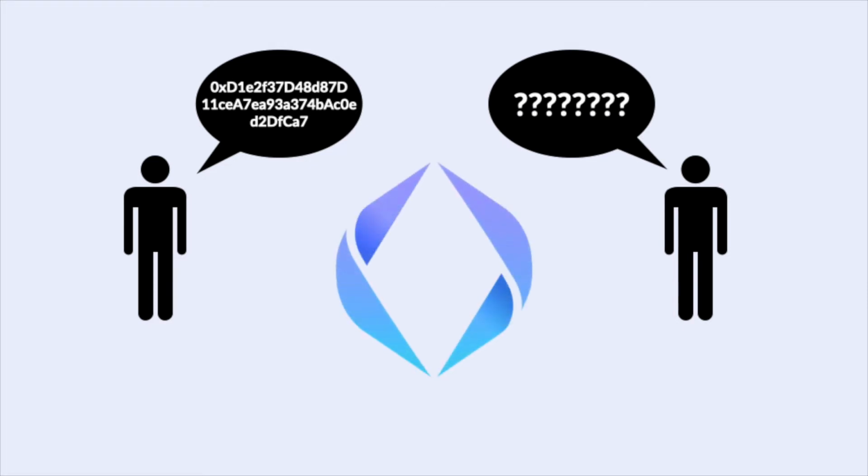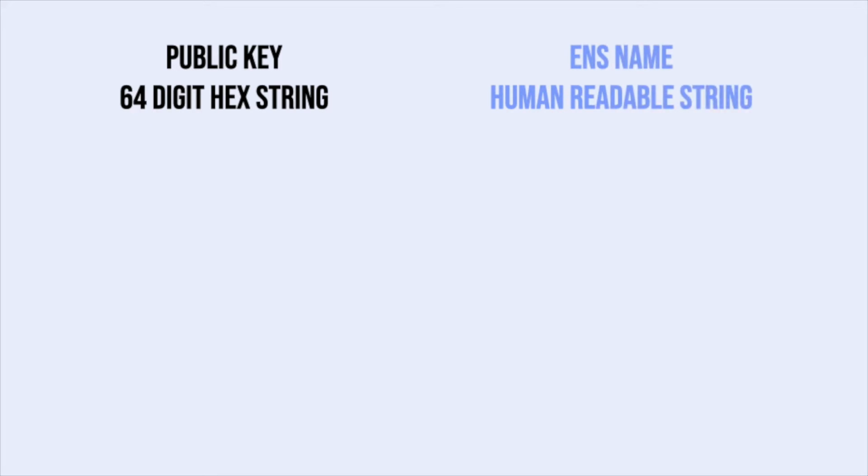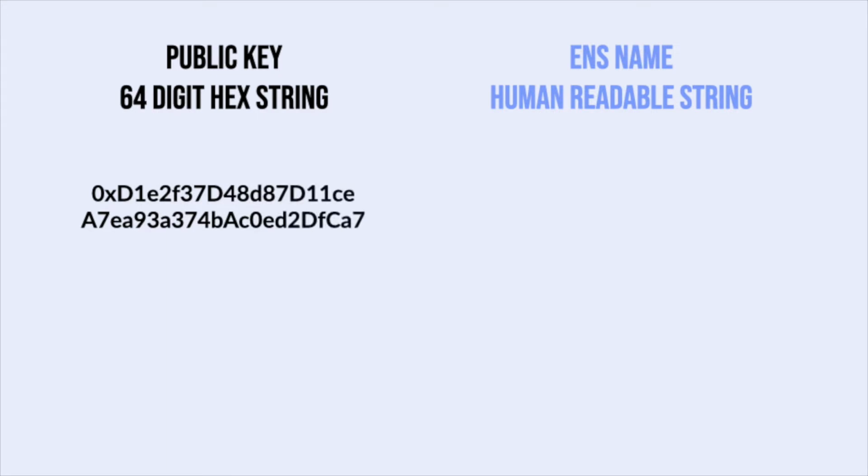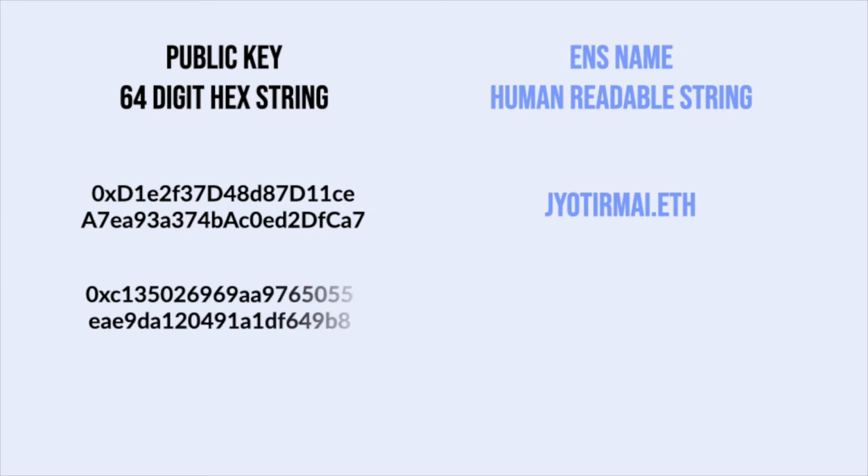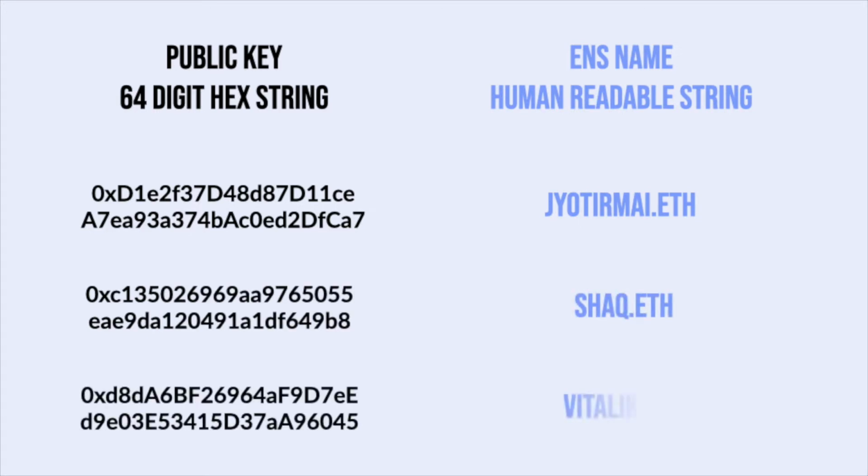So ENS names map this 64-digit hex public key onto a human readable string. So for example, my public key 0xD1E ... FCA7 can get mapped to a much more human readable string like Jyotirmay.eth, or Shaq's public address can get mapped to Shaq.eth, or Vitalik's public address can get mapped to Vitalik.eth. And this way we get a very nice and simple identifier that we can use across all Web3 applications.